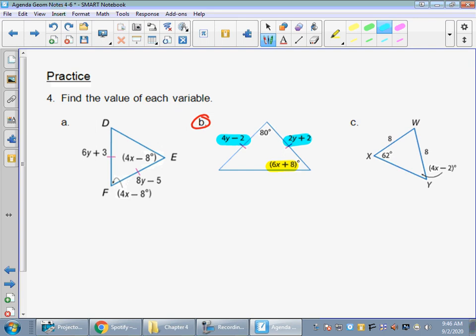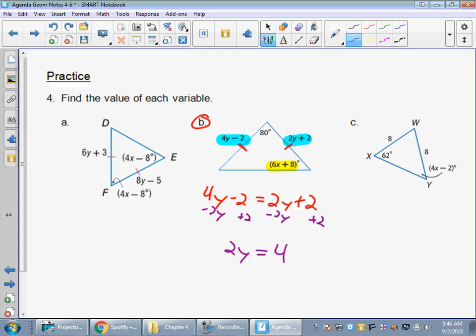Okay, so I'm going to attack the y's first, because I know that those two have to be equal because of these dash marks. So I'm just going to start that way and go 4y minus 2 equals 2y plus 2. And then I can do algebra and solve this. So I'm going to subtract 2y from each side, and I'm also going to add 2 to both sides, right? So that's going to give me 2y equals 4. And then when I divide by 2, I'm going to get y equals 2. So that's part of it.